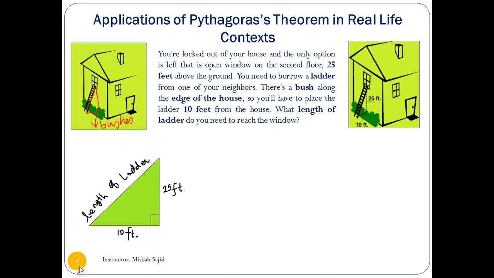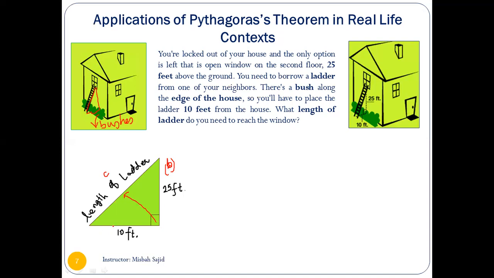Now identify the sides of the right angle triangle over here. This side is just opposite the right angle, so it means that it is the hypotenuse. This side is the perpendicular, which is represented by small a, and this is the base, small b.